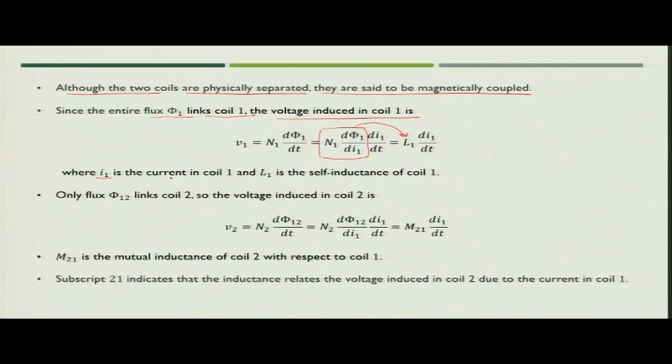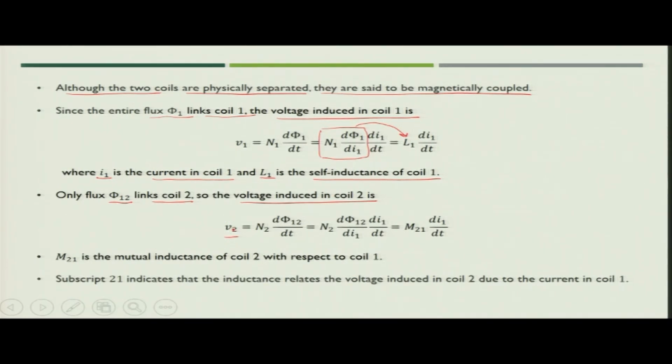So, what is I1? I1 is the current in coil 1 and L1 is the self inductance of coil 1. Now, the second part, basically the phi 12 part of the total flux phi 1 only links the coil 2. So, the voltage induced in coil 2 because of the portion of the flux caused by current I1, that is phi 12, what would be the value of induced voltage in the coil.